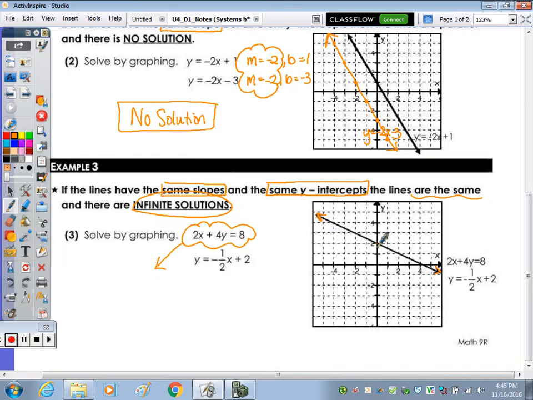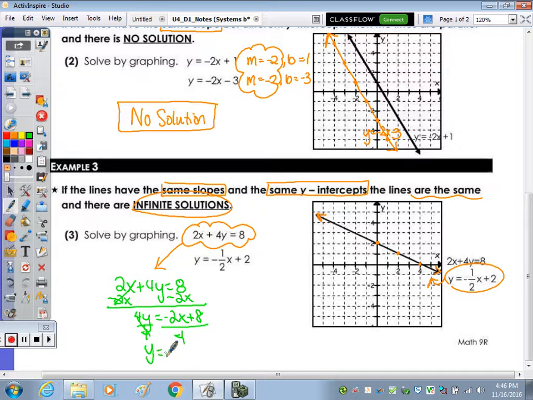Here's our y-intercept of 2, down 1 over 2, down 1 over 2, to show that it actually will land on this line right here. So this is this line, and I'm going to solve 2x plus 4y equals 8 for y, so we would subtract 2x, and we have 4y equals negative 2x plus 8, divide by 4. And y equals negative 1/2 x plus 2, which is the same thing as that line right there.